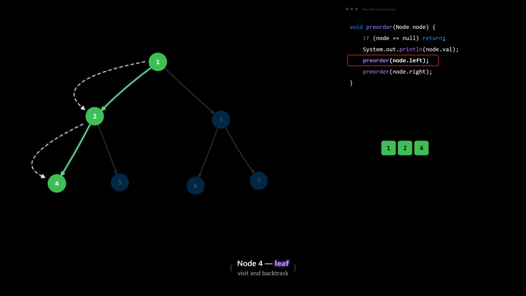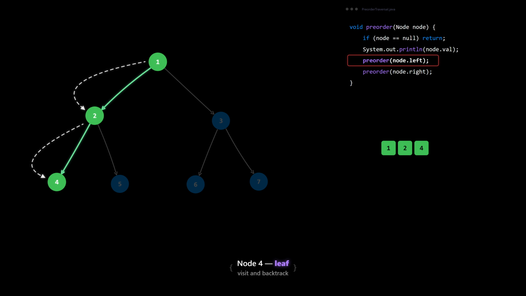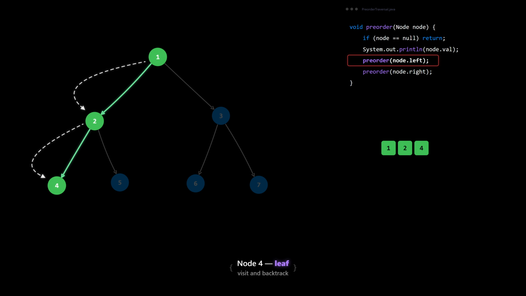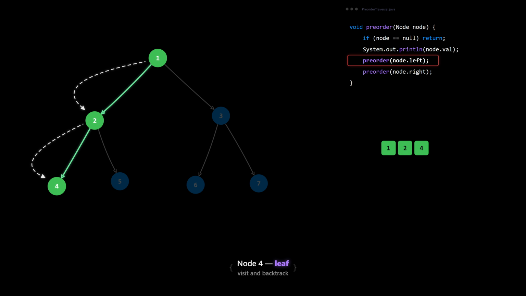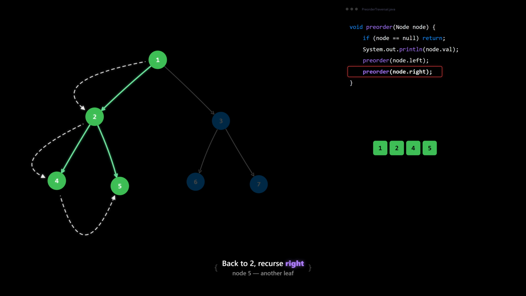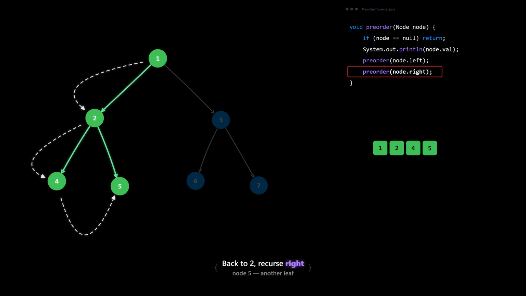Node 4 is a leaf, no left child, no right child. We print 4 and both recursive calls immediately hit the null check and return. 4 is done. We backtrack up to node 2. Back at node 2, the left call is finished. Now we recurse right to node 5. Same story, we print 5, both children are null, so we return.